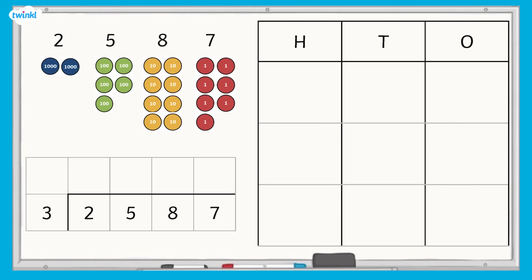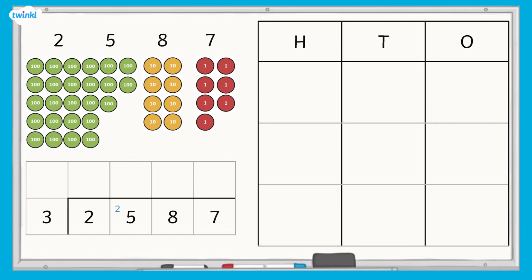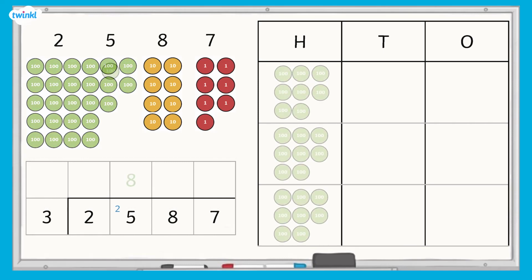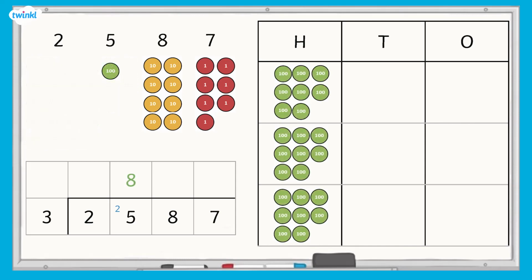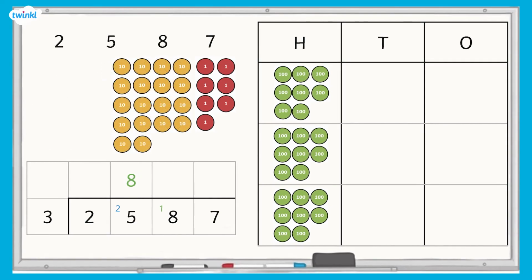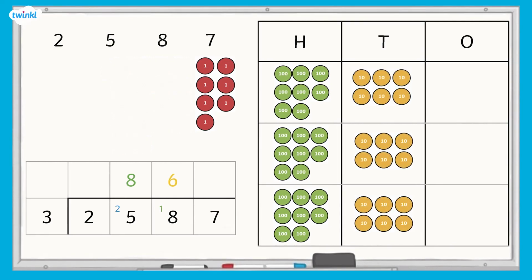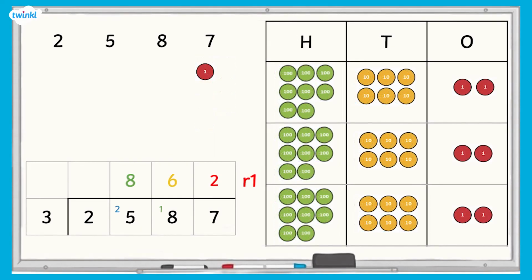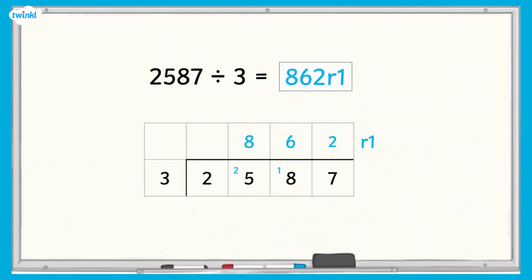Two thousands divided by 3 is 0 thousands with 2 thousands left over. Exchange the remaining 2 thousands for 20 hundreds. 25 hundreds divided by 3 is 8 hundreds with 1 hundred left over. Exchange the remaining 1 hundred for 10 tens. 18 tens divided by 3 is 6 tens with none left over. 7 ones divided by 3 is 2 ones with 1 left over. We can't divide 1 one into 3 equal groups, so this is the remainder. 2,587 divided by 3 equals 862, remainder 1.